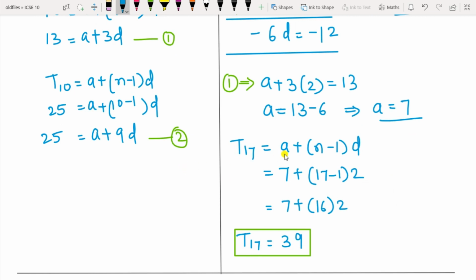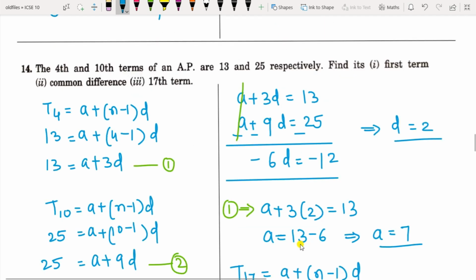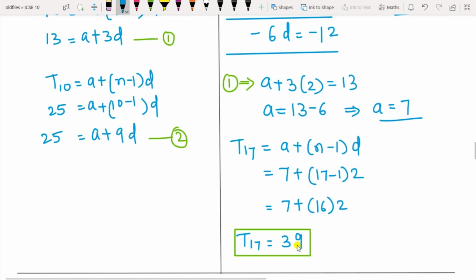So the 17th term equals A plus (n minus 1)D. Here you have to substitute n as 17. So A is 7, n is 17 minus 1, and D is 2. So T17 is 39. So the value of the 17th term is 39.